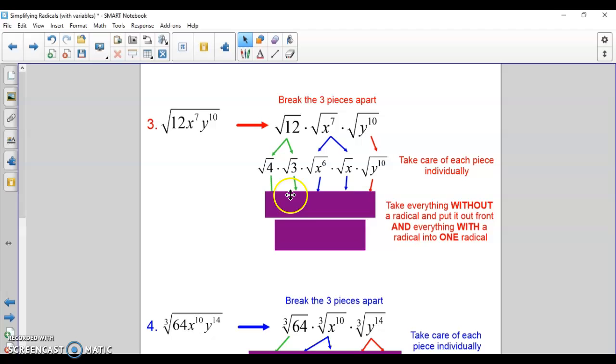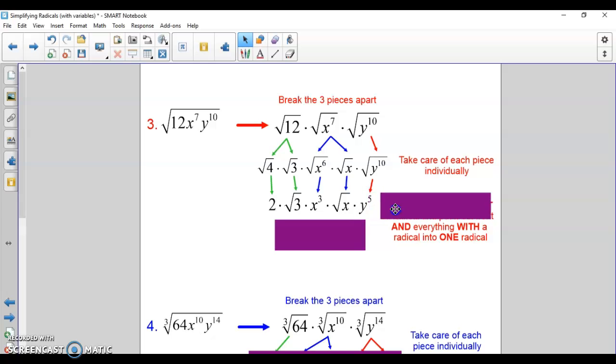Now I take care of each part individually. Square root of 4, 2. Square root of 3, can't do anything with. Square root of x to the 6, divided in half, I got x cubed. Square root of x, can't do anything with. Square root of y to the 10th, divided in half, we get y to the 5th.